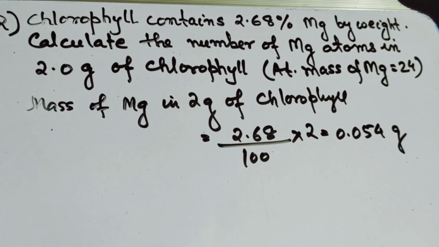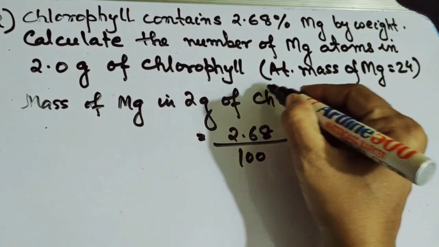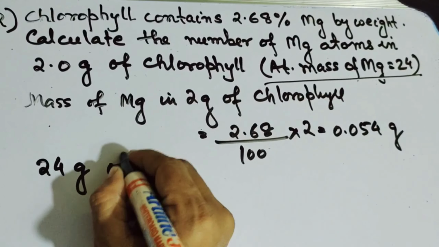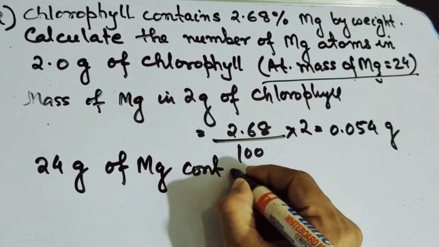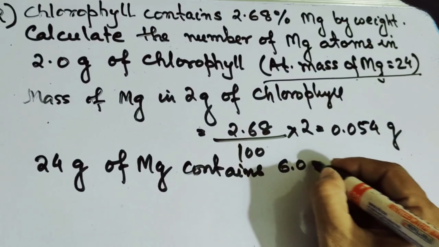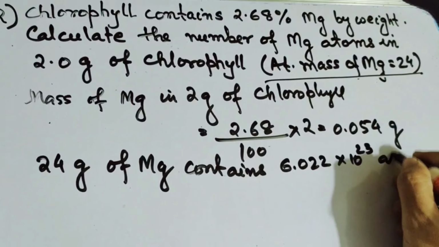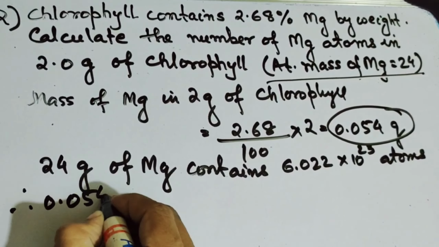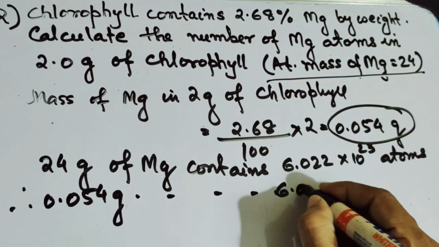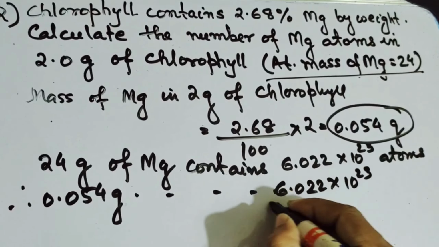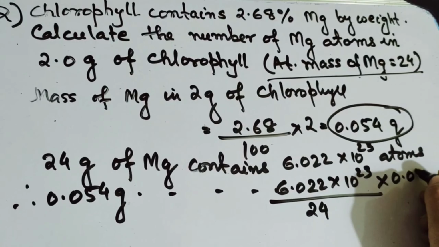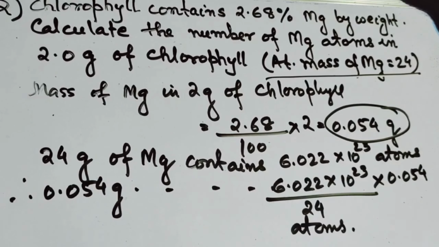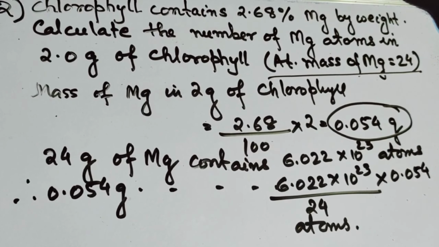Now what do we need? Calculate the number of magnesium atoms. The atomic mass of magnesium is given as 24. So we can say that 24 gram of Mg contains Avogadro number of atoms, 6.022 into 10 to the power of 23 atoms. And what we got over here, therefore, 0.054 gram of magnesium will contain how many atoms? 6.022 into 10 to the power of 23 by 24 into 0.054. This many atoms. You need to calculate it. So do practice calculations at home without using a calculator for your exam.